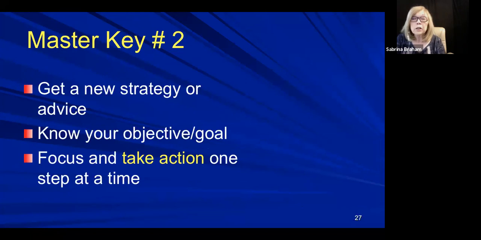You need to know what your objective or goal is. And this comes into visioning too, because when you start to rewire things, you have to be able to vision what it would be like if you were able to do it, or you didn't have the negative or limiting belief. And you need to focus and take action one step at a time.